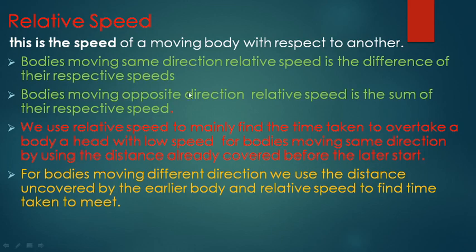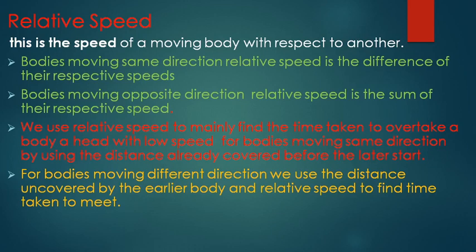Now, how do we use this relative speed that we find? We mainly use it to find the time taken either to overtake a body that is ahead of you if you are going the same direction, or, when you're moving in different directions, to find the time taken to meet. We know the time taken is equal to distance over speed, and in this case, the speed we use is the relative speed.